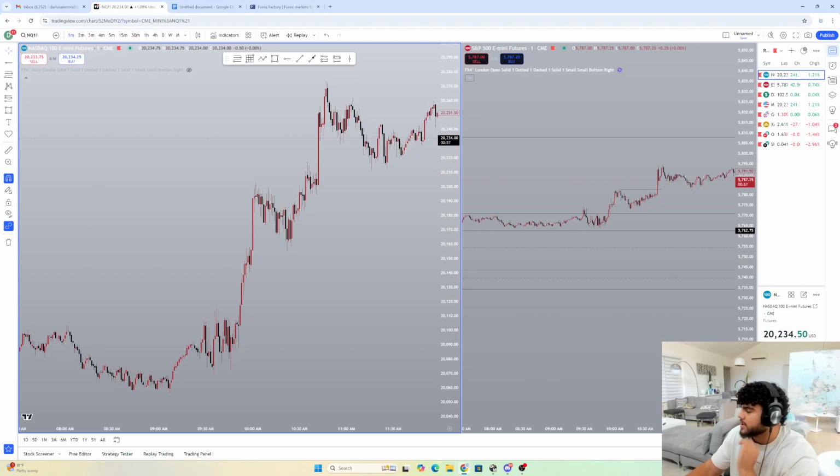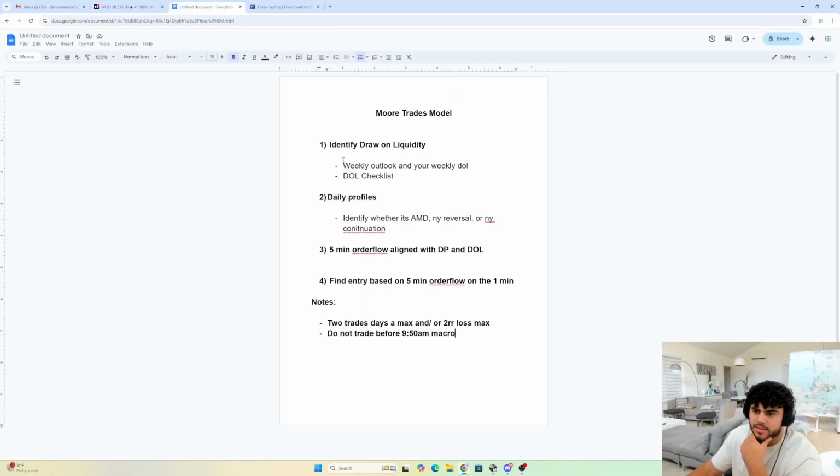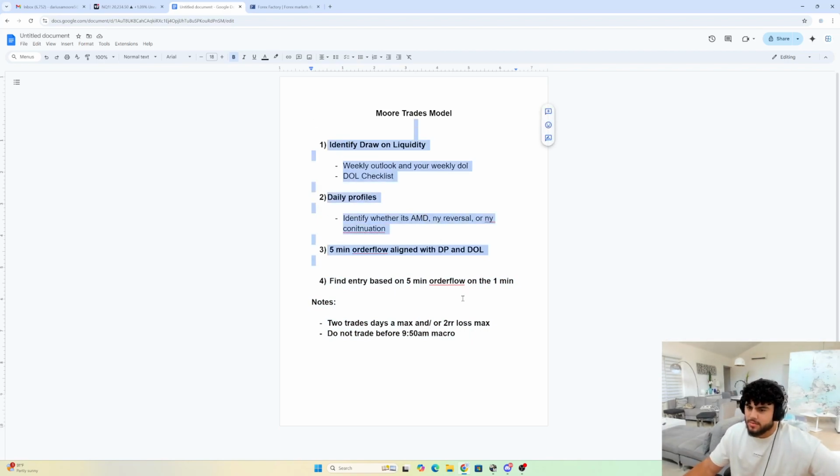But yeah, man, that's it. That's a couple of examples. This is the model. Not too crazy. Like I said in my TikTok, it's not complex. It's complex to learn it, but once you know this stuff, this is really simple and clear. It's a very clear framework.